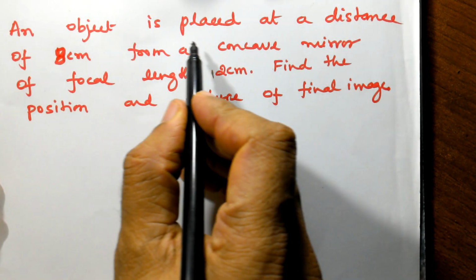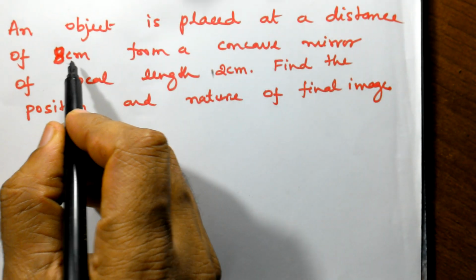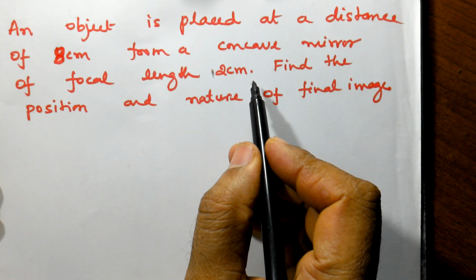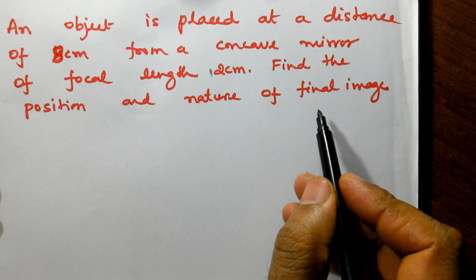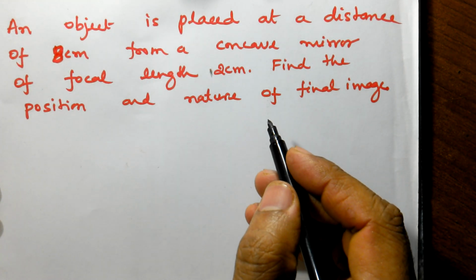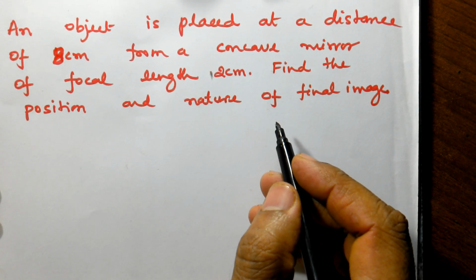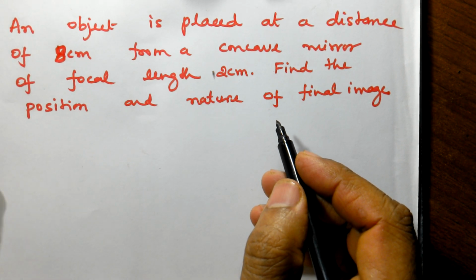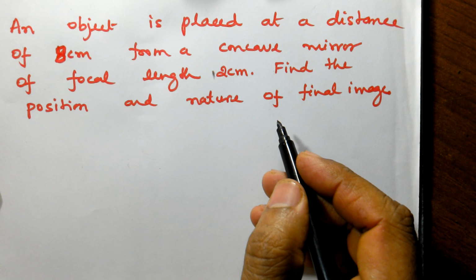An object is placed at a distance of 8 cm from a concave mirror of focal length 2 cm. Find the position and nature of the final image. Since this is the first problem, I will give more importance to how to solve this. What are the things that have to be taken care of when you solve different problems?